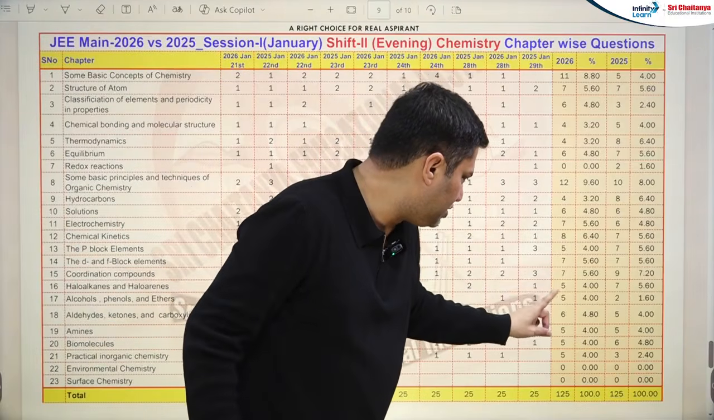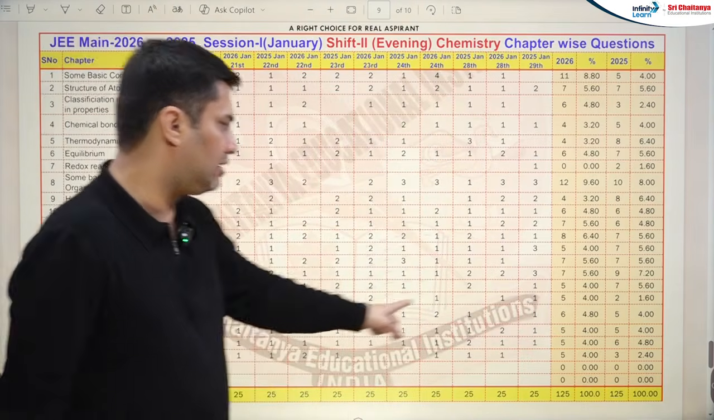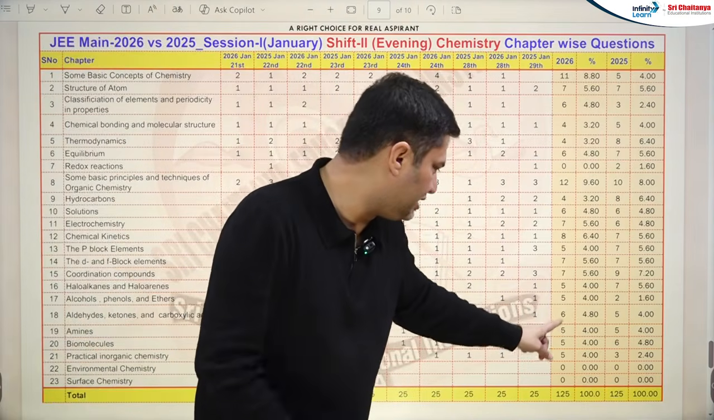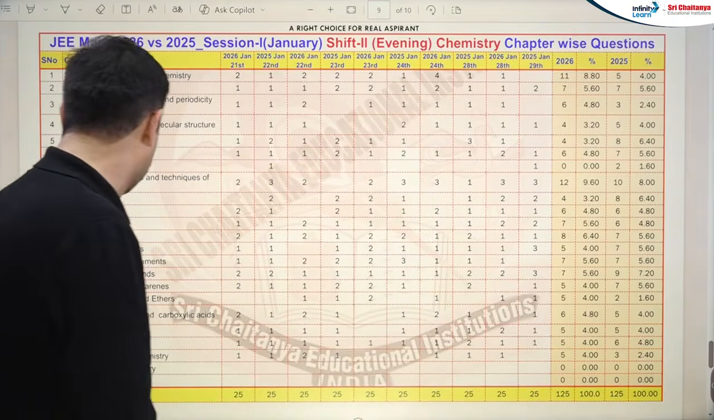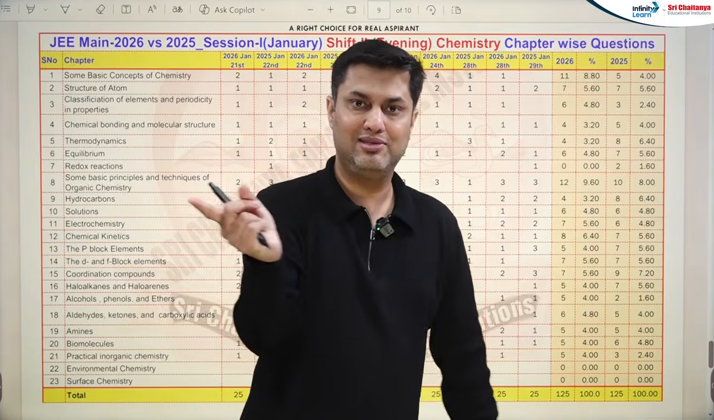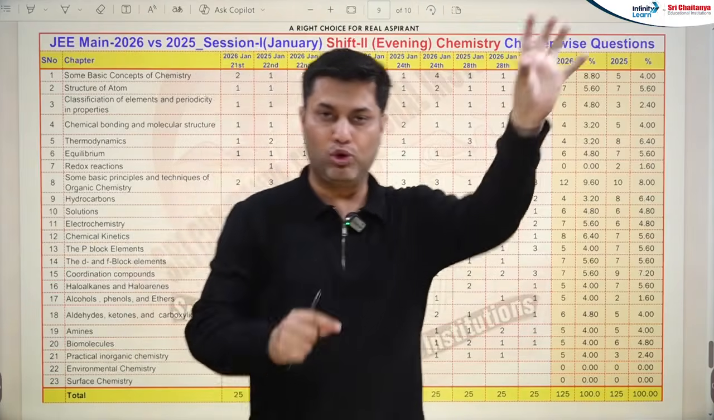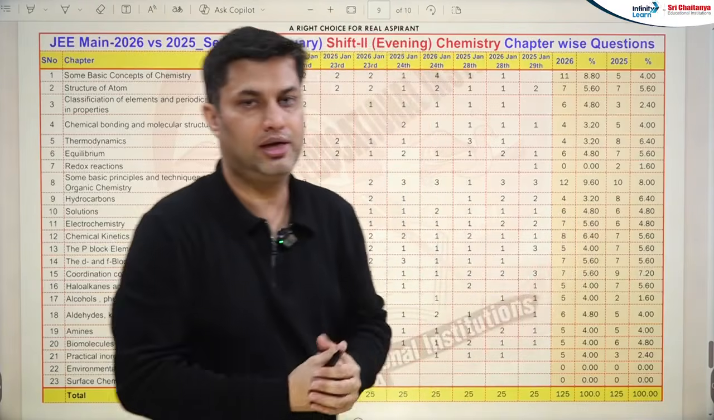And any remarkable change, if you see 5, 7, 5, 5, 2. Alcohol, phenol, ether, the weightage has increased in the evening shifts. Almost similar. And yes, practical organic chemistry is very important. This is common in both, and you can find it common in both the evening and morning shift. So practical inorganic chemistry, yes, is again taking over.